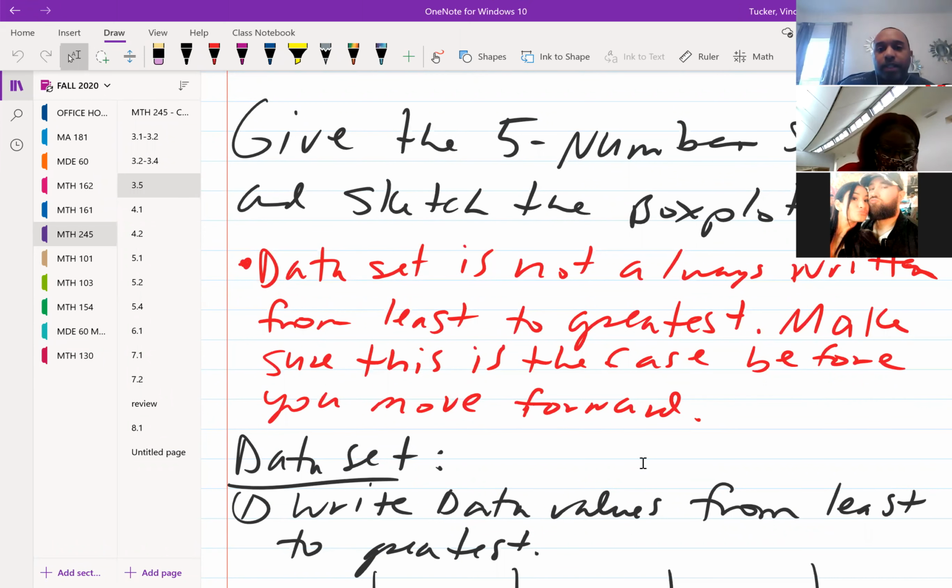So it says the data set is not... I was just mentioning this because I'm going to write it in order. But your data set is not always written from least to greatest. Make sure this is the case before you move forward. I just want to keep driving this point home because a lot of people have made that mistake in the past. They forget to write it from least to greatest and they do all the other steps correct, but that doesn't matter if you didn't first start off with writing your data set from least to greatest. So once again, I just want to reiterate that point.